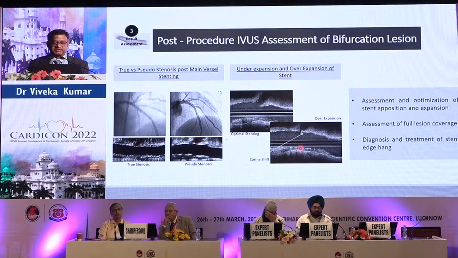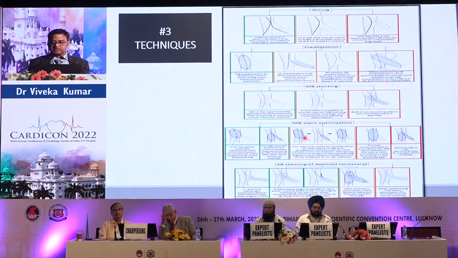So sometimes, this is the optimal stenting when you do post-stent analysis, but when you try to do a POT too far distal, then there's an overexpansion of the side branch, and then you can see the carina shift is there. So this is not desirable. So that is why the proper technology and the imaging is important in these.